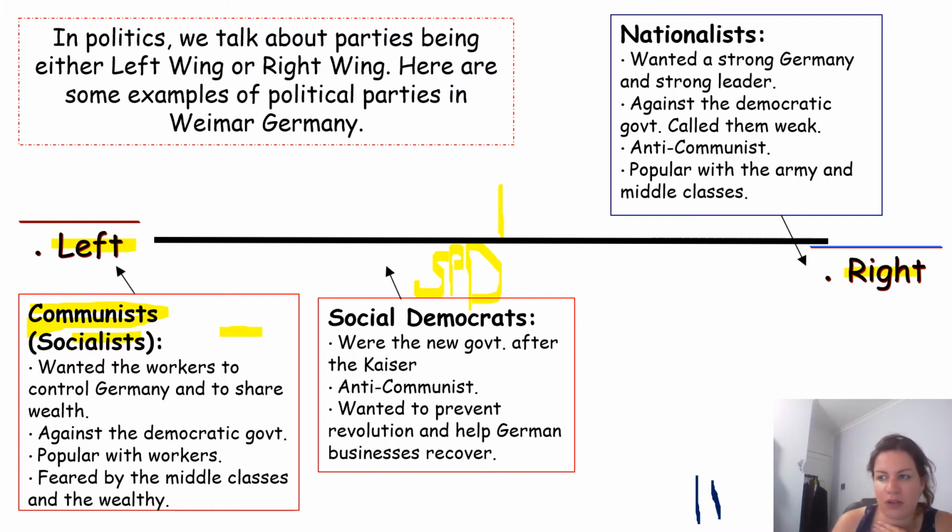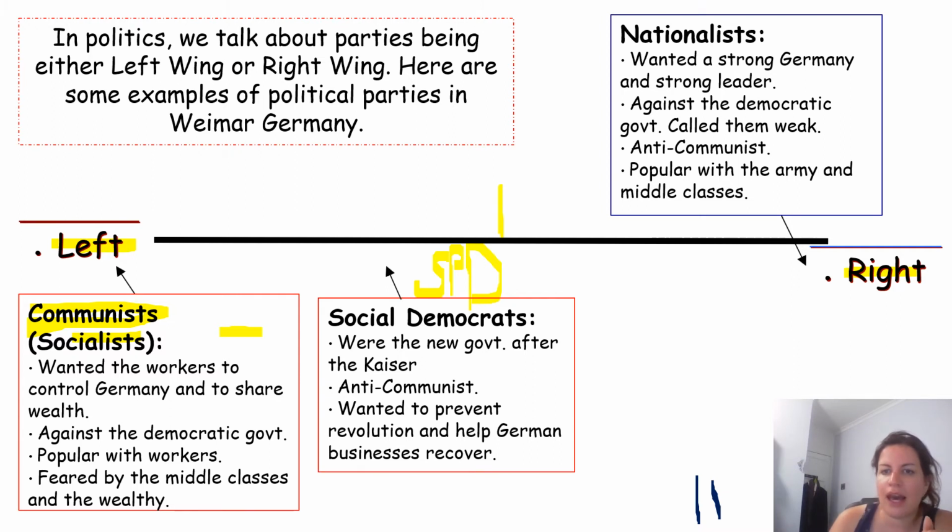Then we've got the Social Democratic Party, the Social Democrats, who were in power. These were the new government after the Kaiser. They were anti-communist. So even though they were a little bit more onto the left, they didn't support the communists. They wanted to help prevent revolution. They didn't want a big revolution in Germany. They also wanted to help German businesses to recover. So they wanted to introduce some reforms, to help workers and to create a more equal distribution of money, but not as much as the communists did.